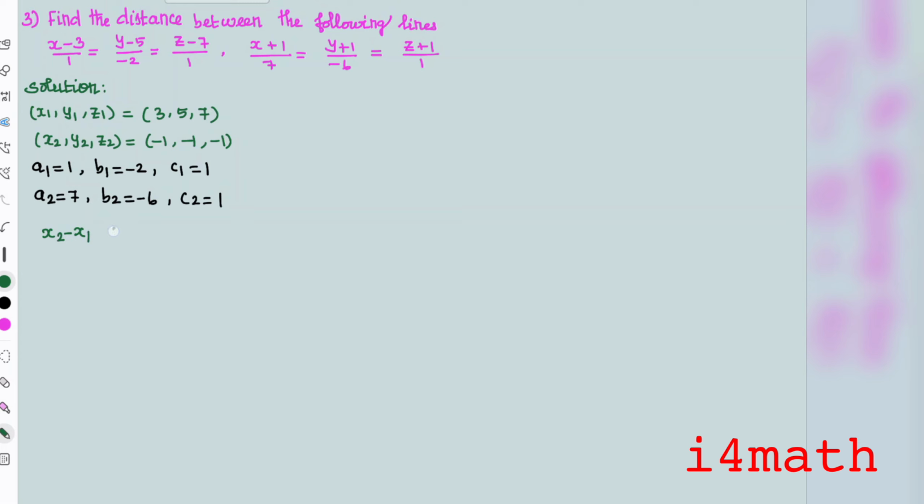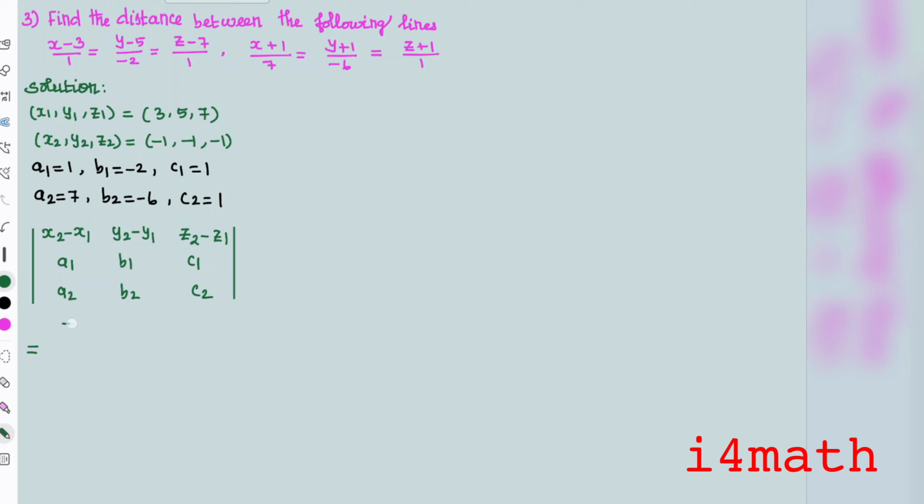So next, the first row is x2 minus x1, y2 minus y1, z2 minus z1. And then the second row is a1, b1, c1. Next, the third row, a2, b2, c2. The whole modulus, that is the determinant value. Let us find the determinant of these, because it is the numerator of the distance formula. Let us calculate the numerator separately and the denominator separately.